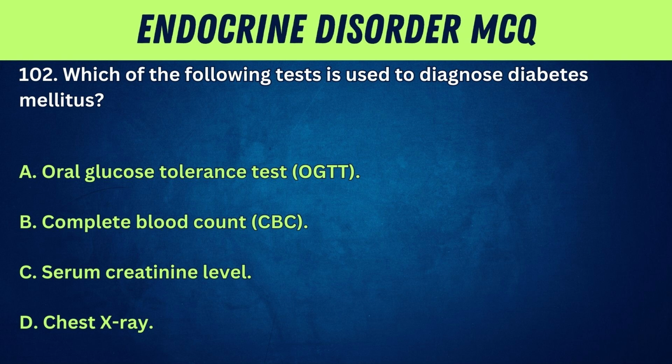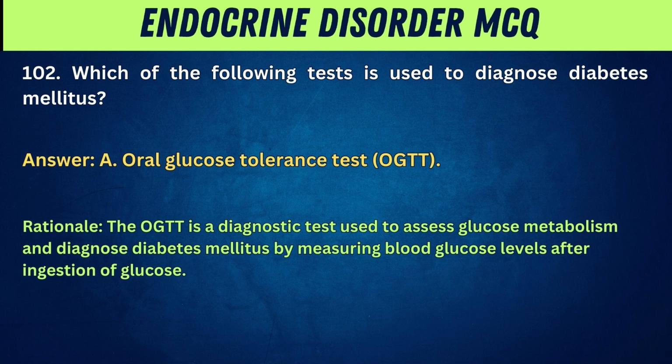102. Which of the following tests is used to diagnose diabetes mellitus? A. Oral glucose tolerance test, OGTT. B. Complete blood count, CBC. C. Serum creatinine level. D. Chest X-ray. Answer: A. Oral glucose tolerance test, OGTT. Rationale: the OGTT is a diagnostic test used to assess glucose metabolism and diagnose diabetes mellitus by measuring blood glucose levels after ingestion of glucose.